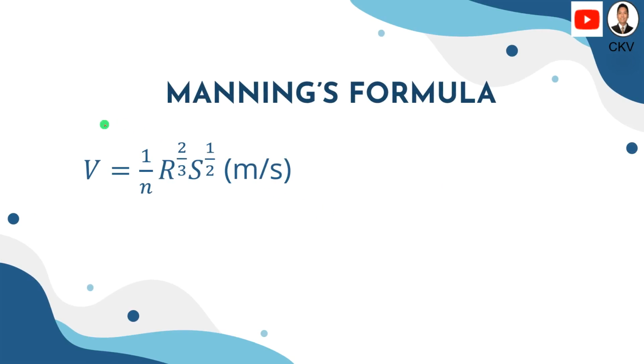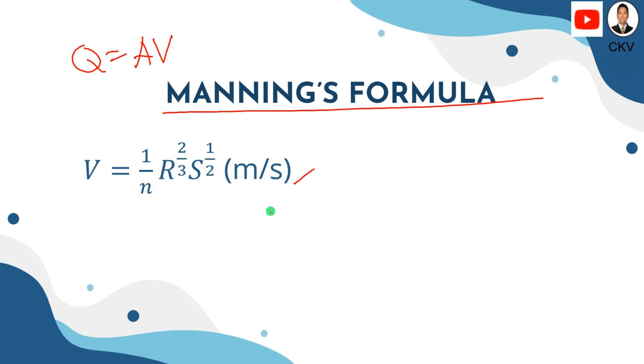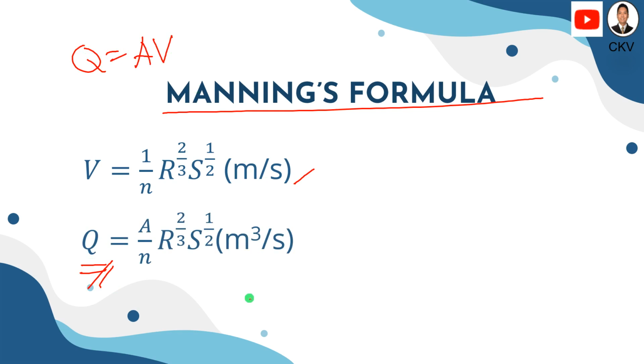Manning's formula is equivalent to the velocity is equal to 1 over n, the hydraulic radius raised to 2/3 multiplied by S raised to 1/2. That's in meters per second. And if we're going to determine the flow rate in the channel using Manning's formula, since the flow rate is just equal to the area times velocity, we just multiply the area in order for us to obtain the flow rate. Okay, this is now your equivalent solution. This is in SI units.